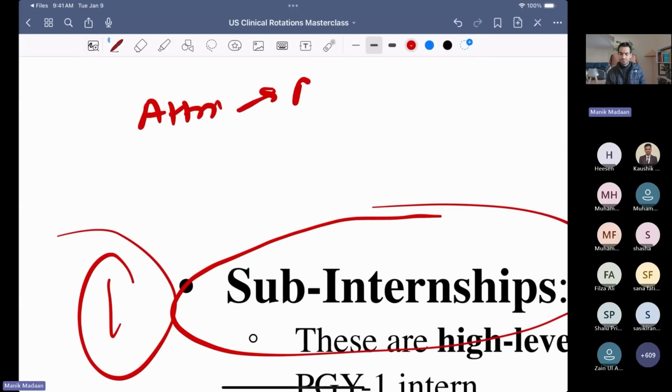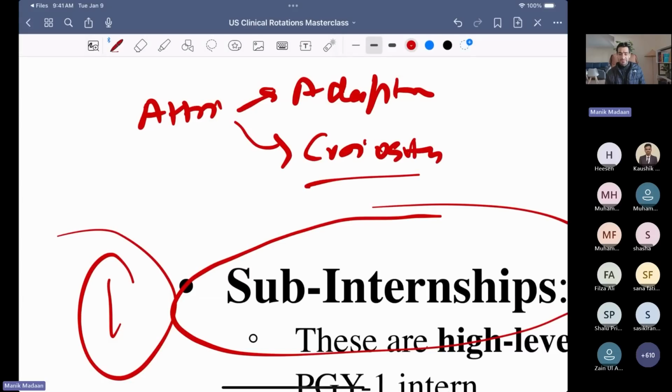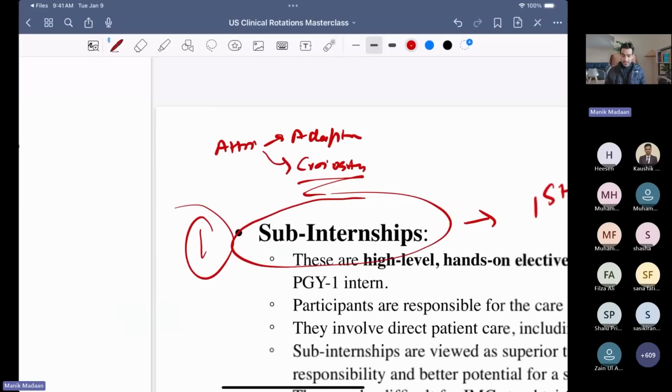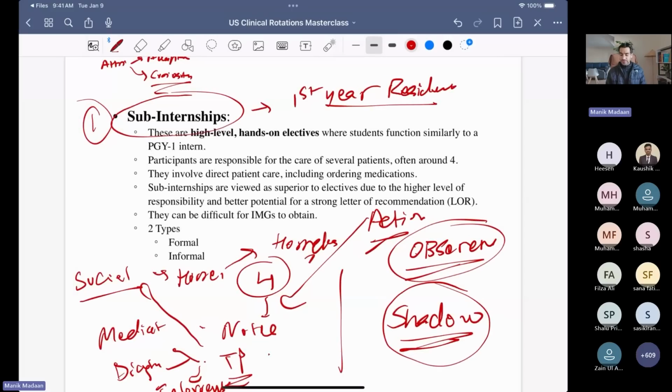Adaptability. How am I going to show my adaptability if I'm just going to shadow? We talked about other attributes like curiosity. How am I going to show curiosity if I'm not even allowed to talk while the patient is talking, because it's an observership? So that is why sub-internships are the best of the best, because it takes you from watching to action, which is way more important in medicine. So this is why sub-internships are level 1 and the best of the best. And they're pretty hard to get, but there are ways to get them.